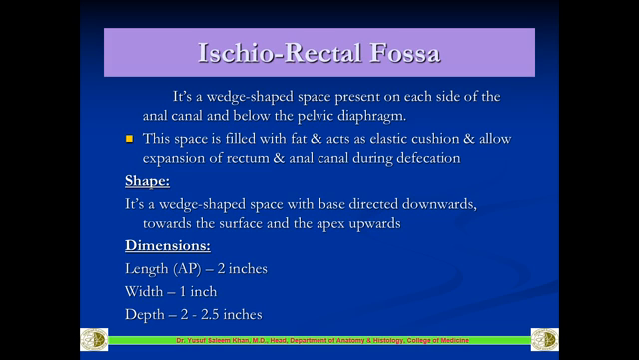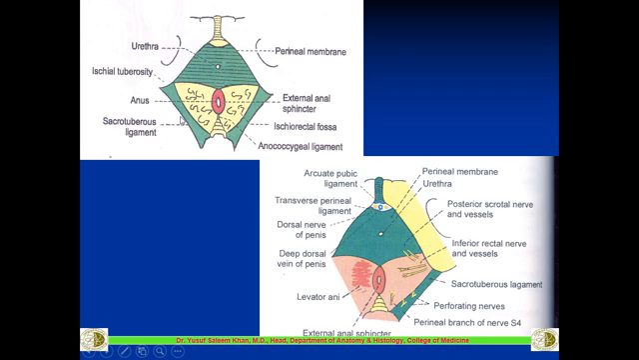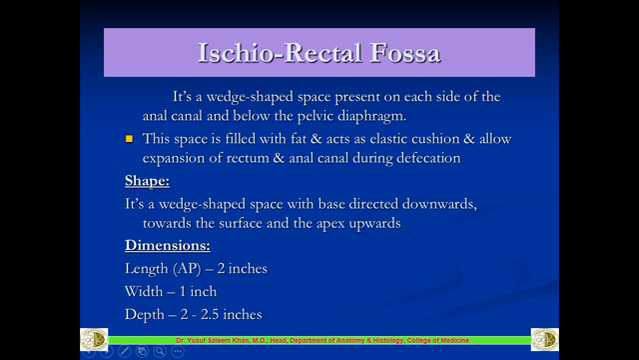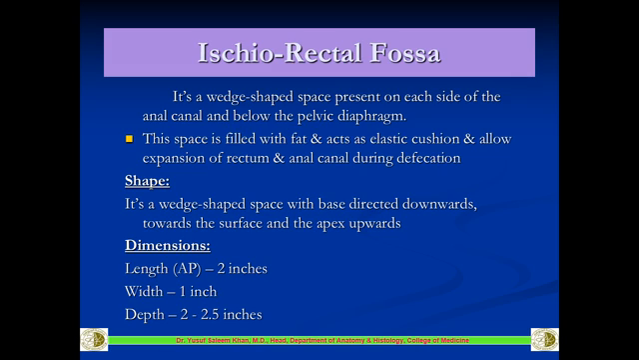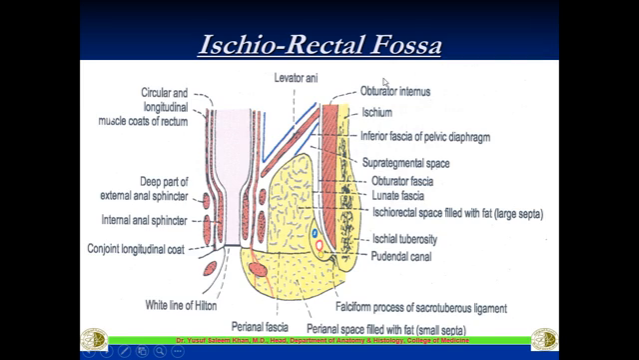It is described as a wedge-shaped space present on each side of the anal canal and below the pelvic diaphragm. Okay, so it is beside the anal canal, and this is the anus here, and beside that will be the ischiorectal fossa, and it is present below the pelvic diaphragm. If you see it in a vertical section, you can see here it is beside the anal canal itself, and it is present below the pelvic diaphragm. Here is the pelvic diaphragm, and it is below the pelvic diaphragm here.